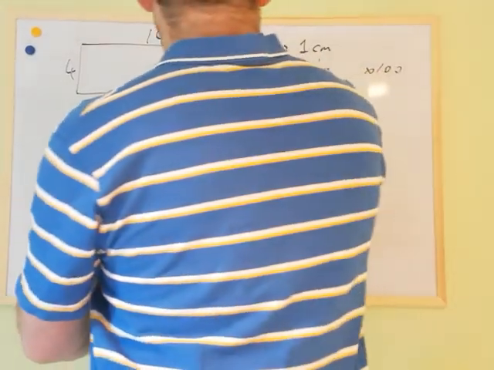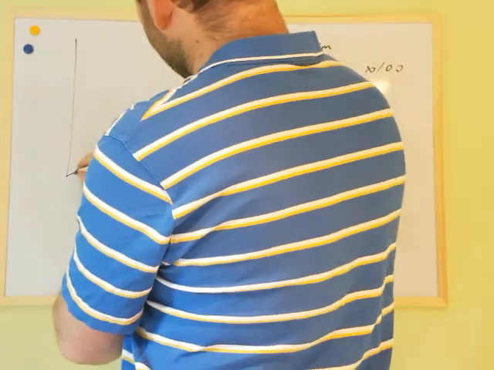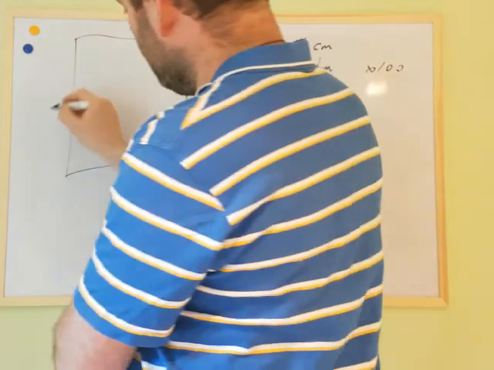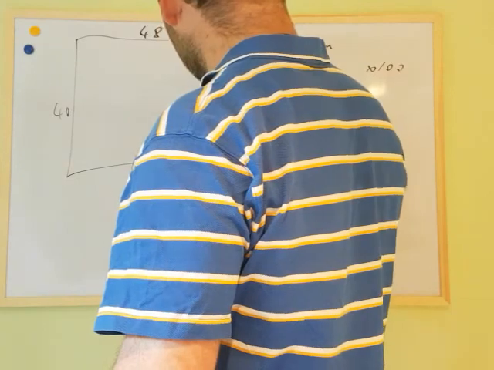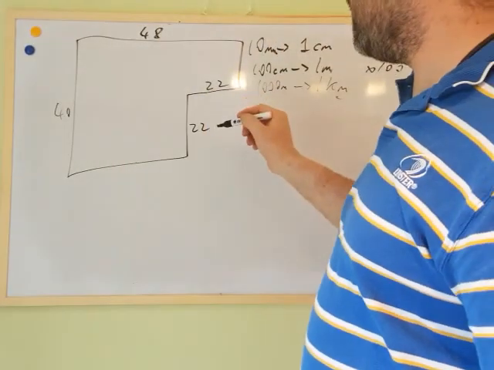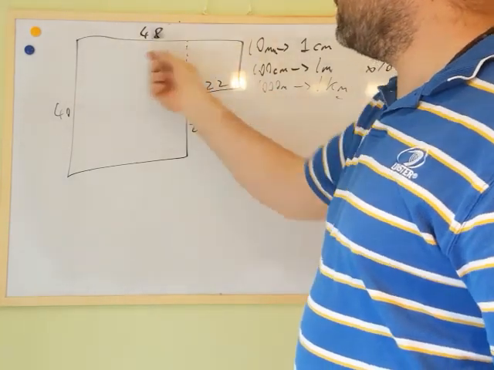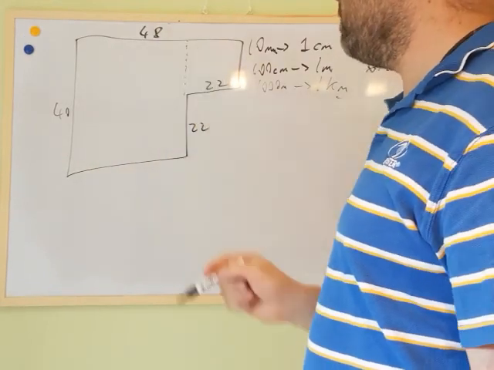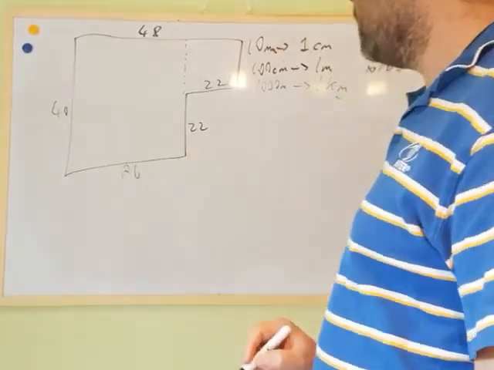And then our last one here. Right, so let's have a look, shall we? From here to here is 48. From here to here is 22. So from here to here would be 48 minus 22, which is 26. Okay?